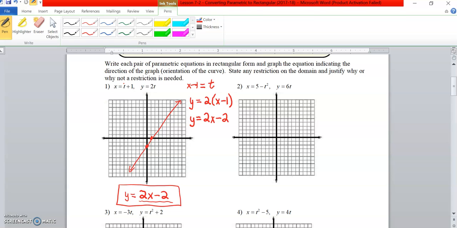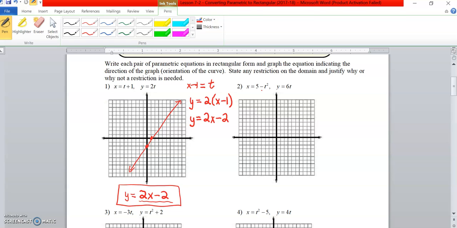Let me do number 2 here. And in 2, if I have to, I can divide to get t by itself. Like in question 1, it was easier to just subtract the 1 across than to divide by 2. In this case, I would actually argue that it is easier to divide by 6 on both sides to get t by itself than it is to solve the x variable equation for t. But it doesn't matter. You can choose either one.